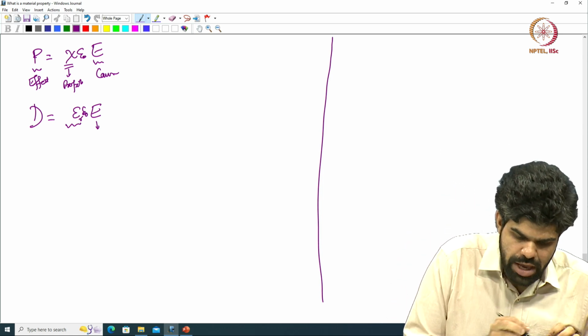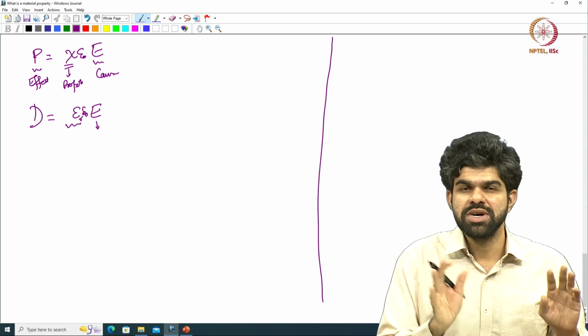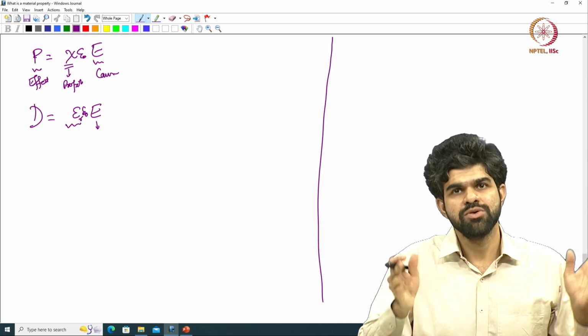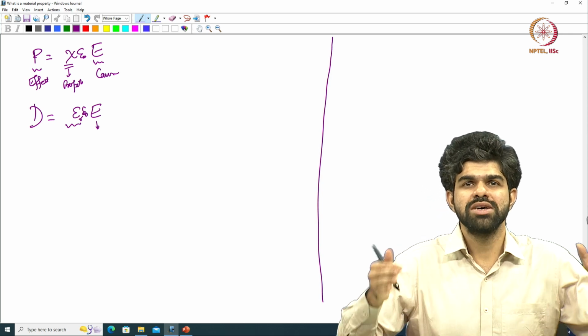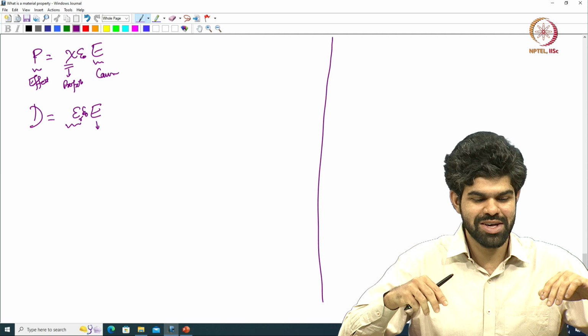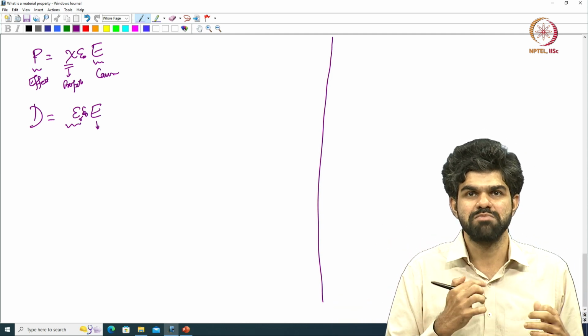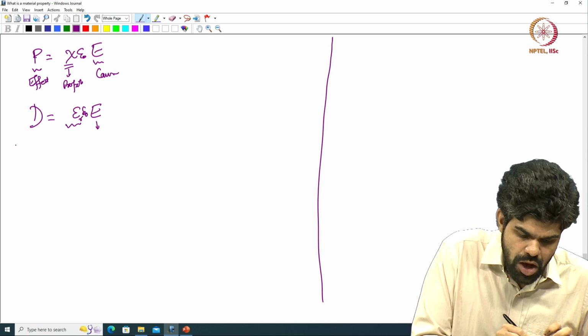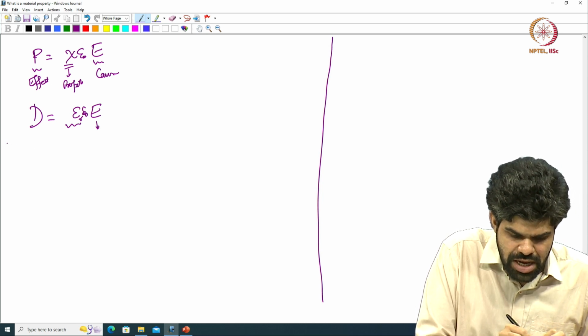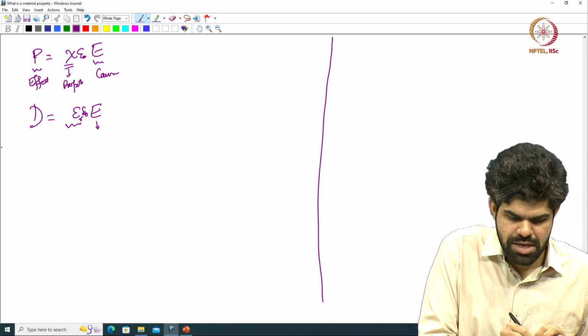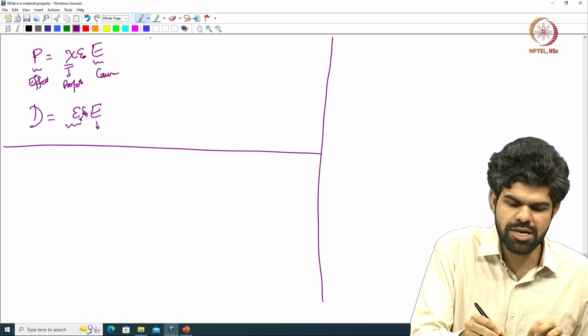Okay. So, these are the two quantities, and if I use them interchangeably, just so that you have the heart of the understanding, you should know that these are different quantities. Polarization is different from displacement. Okay. So, with that, let us look at some of these other properties, right.